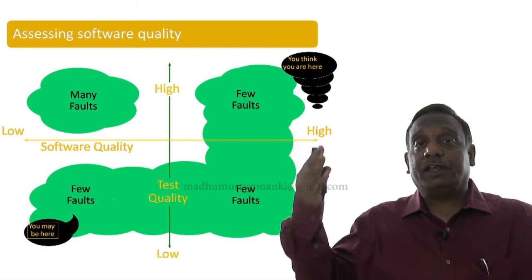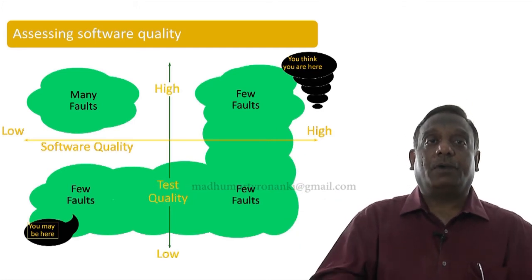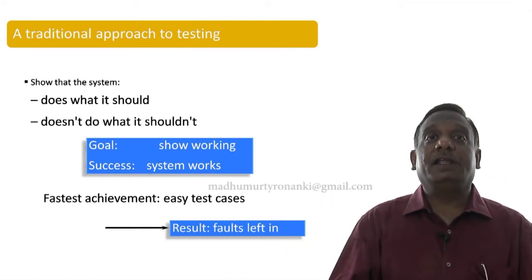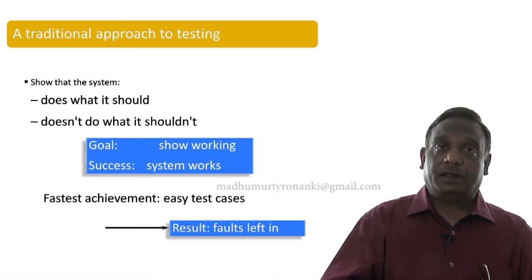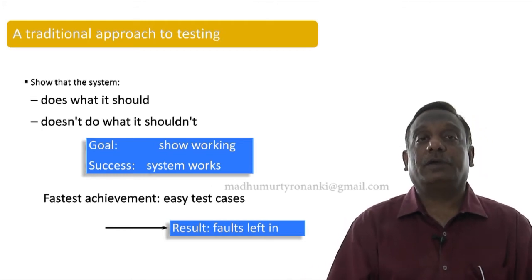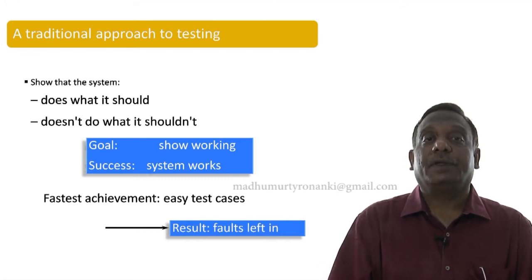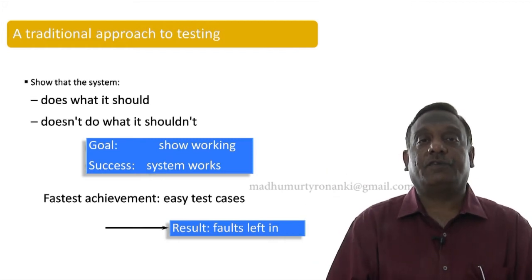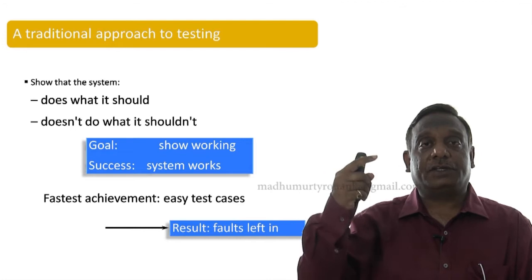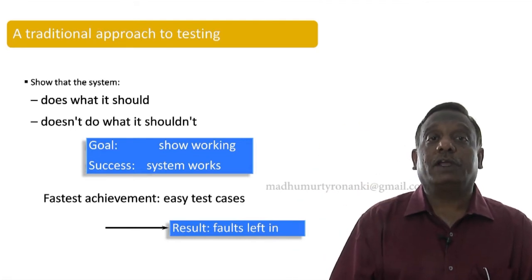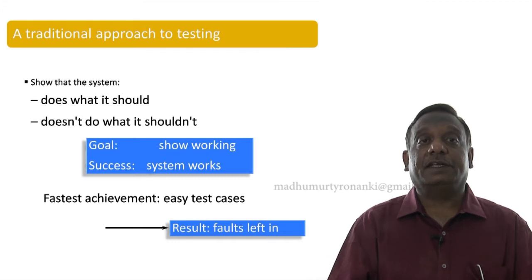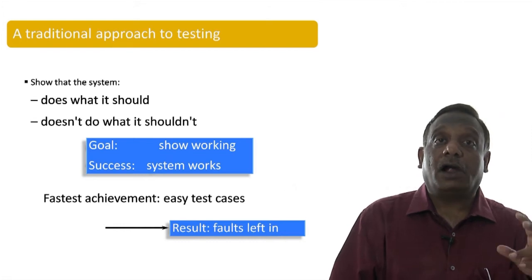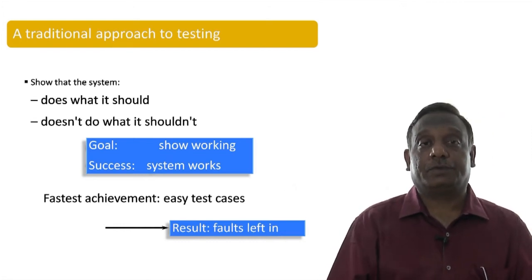So now, what are these various mindsets people have? We talk about a traditional approach to testing, a very positive, all is well kind of mindset that is needed and that is applied also. And what is the traditional approach to testing? In a traditional approach to testing, a test engineer sits in front of the software with the intention, with a mindset to show that whatever system he or she is testing is doing what it is supposed to do, and also not doing what it is not supposed to do.